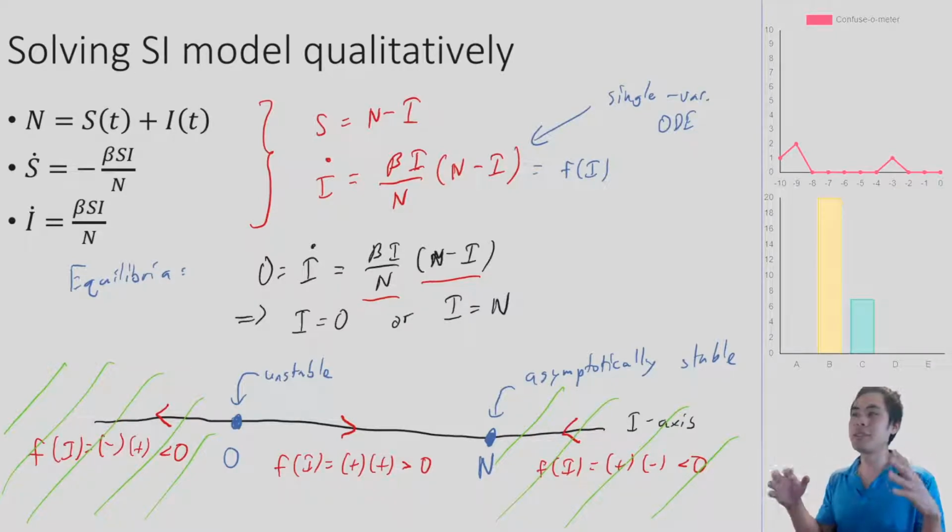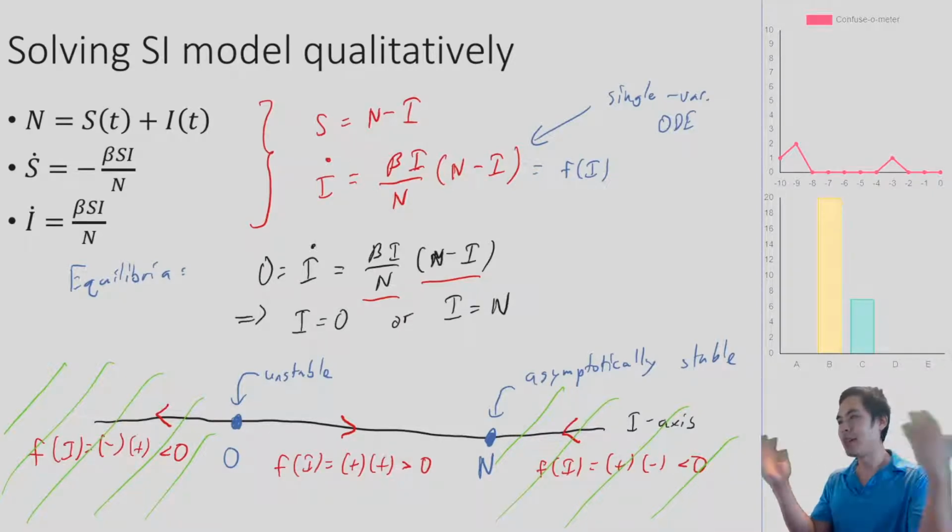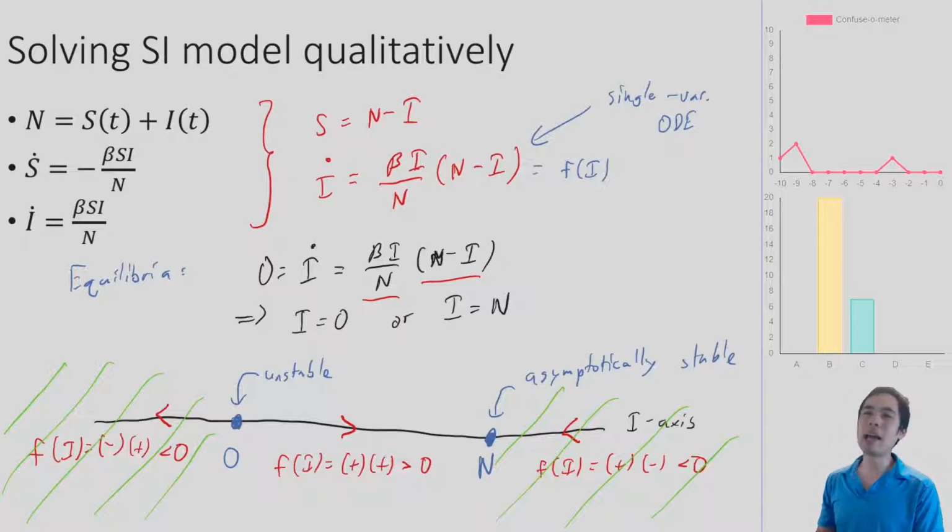So basically, this would be a disease that once you get, you can never recover from it. So if you had a disease like that, then yes, of course, it would just spread to everyone in the population, because no one would ever recover. Let's actually take this opportunity, though, instead of doing this qualitative analysis, to solve this SI model exactly.